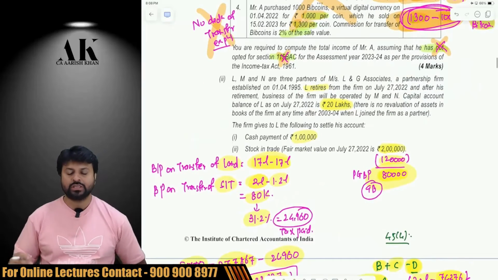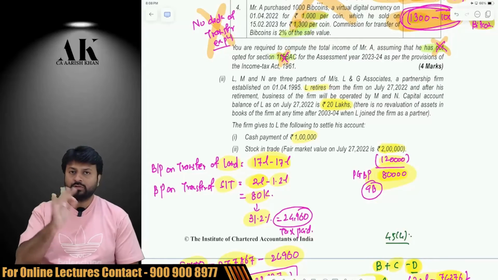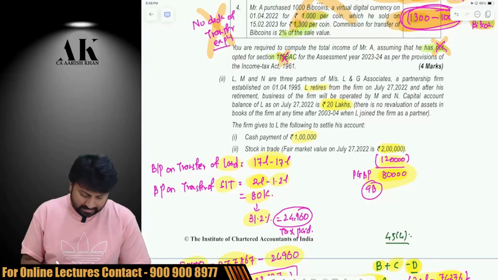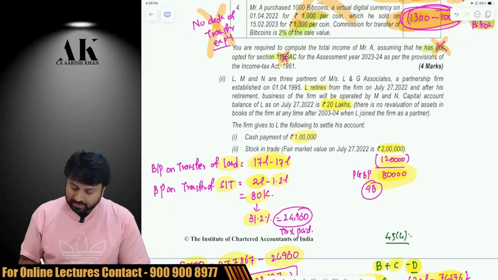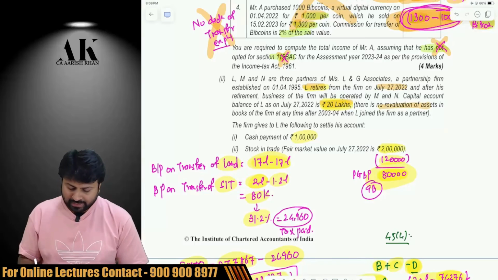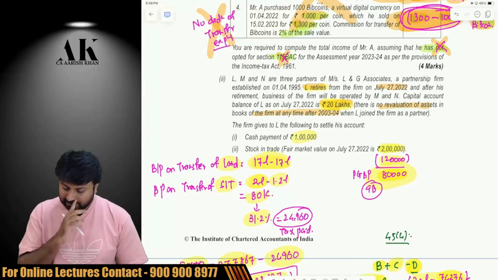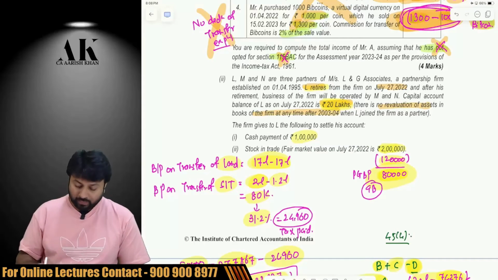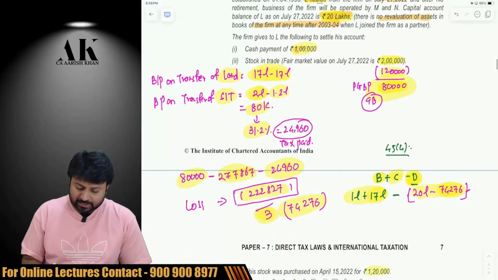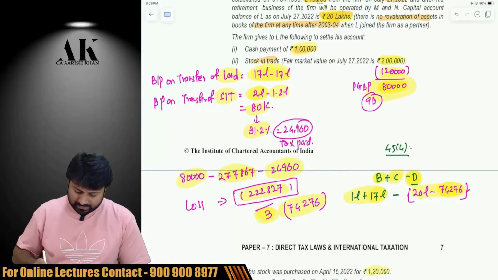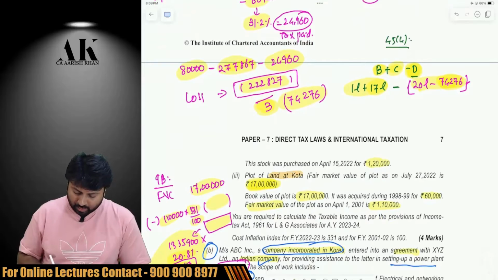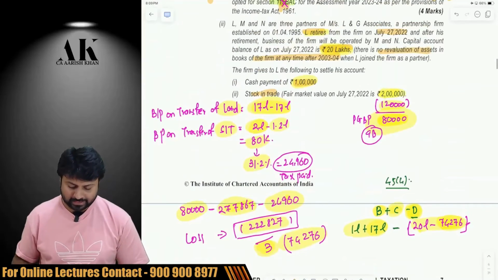The next question is on section 9B and section 45(4), both of them combined together. There are 3 partners, L, M and N, and one of the partners, that is L, is retiring on 27th of July, and when he is retiring, his capital account is showing a balance of 20 lakh. There is no revaluation of assets in the books of accounts at any time since L joined as a partner. Okay. Now, what is L getting on retirement? L is getting some cash payment of 1 lakh, some stock in trade, and then he is also getting some land at quota. Okay. Now, first of all, we'll apply section 9B.